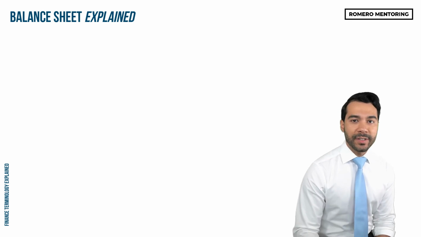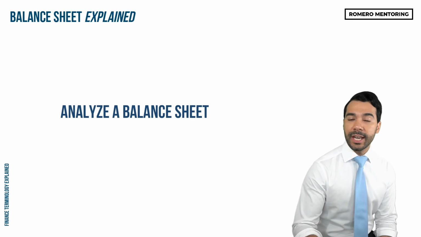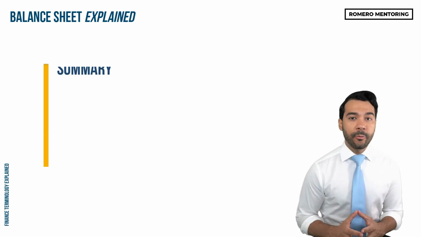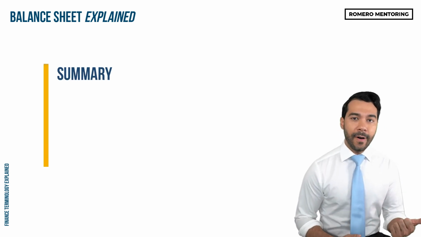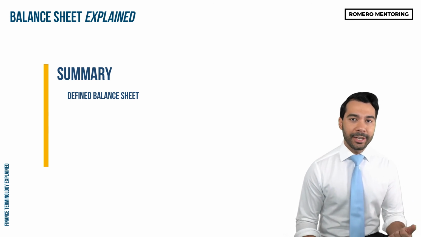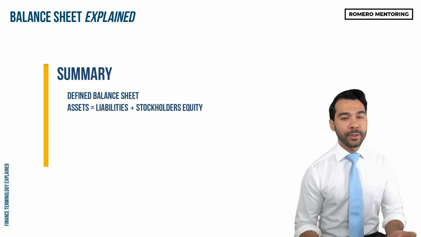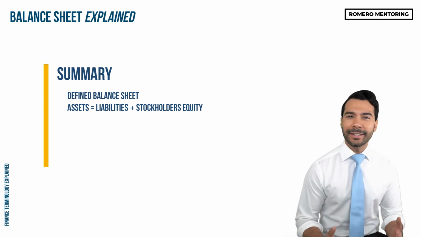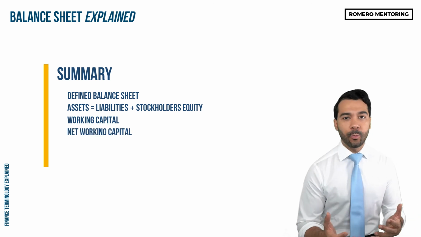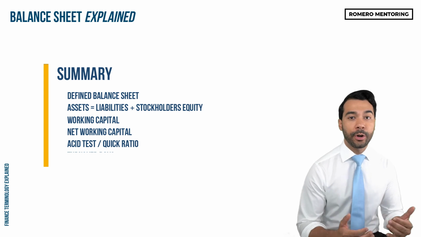So this is a simple example of how we would read and analyze a company's balance sheet, in this case being Apple. So let's recap what we've done up to this point. We first defined what a balance sheet is. Then we looked at the different components of a balance sheet, the assets, the liabilities, and the stockholders' equity. We also went through some exercises on how to analyze a balance sheet, working capital, net working capital, and we can even do more analysis like an asset test ratio or a quick ratio.